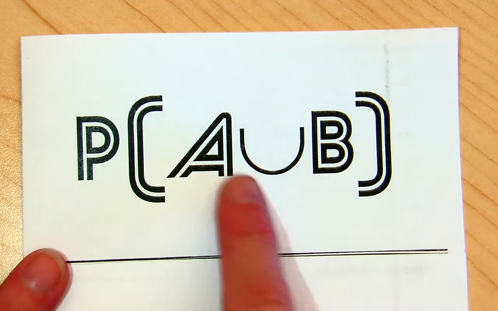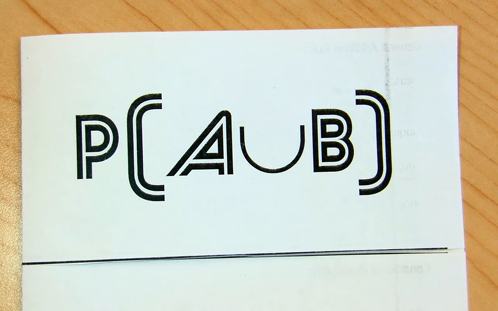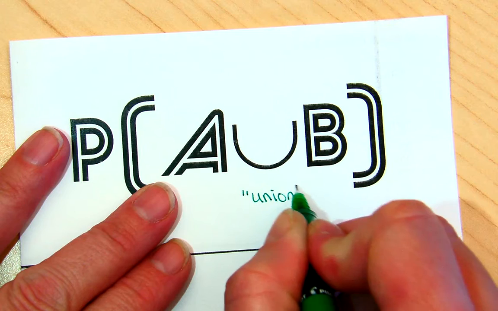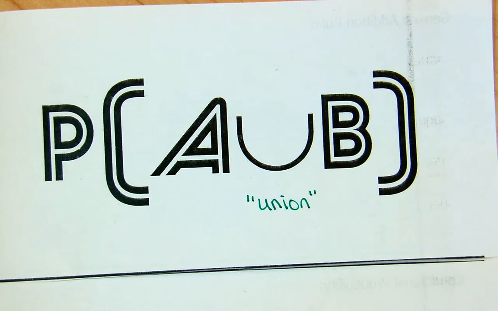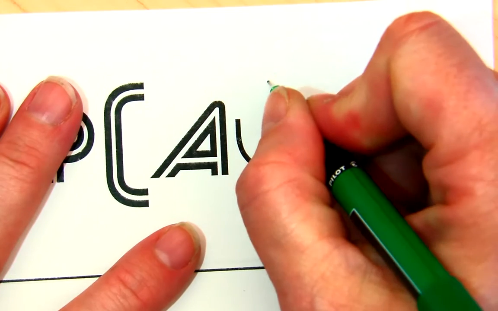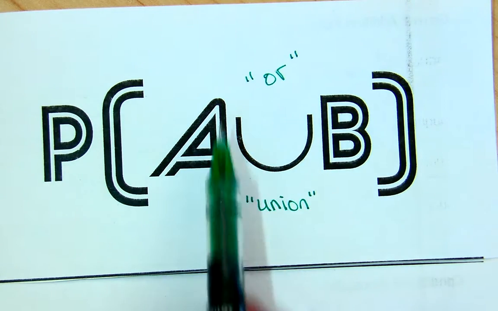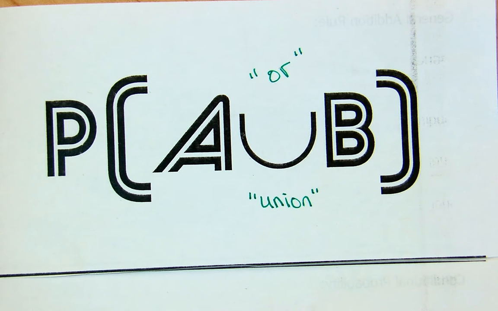So when we see this symbol here, anybody know what that means? It's a U. Very good. This is union. That's a union. This is used when we see an OR. So if it's A or B, we use this symbol. Okay? It's called a union.